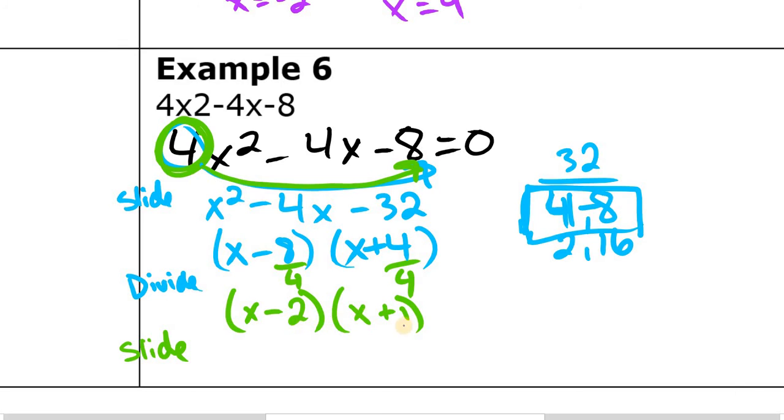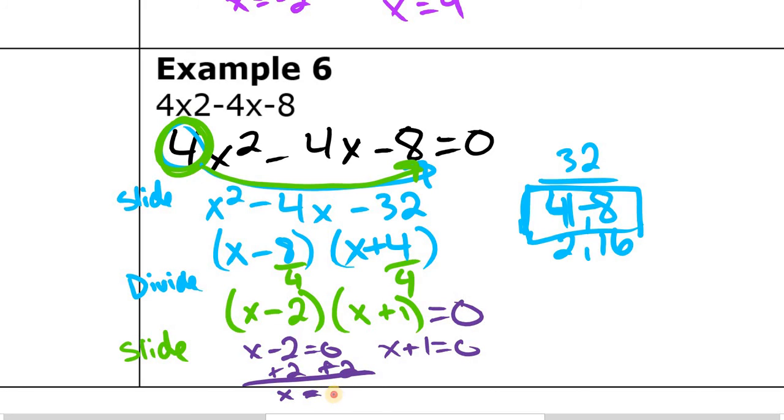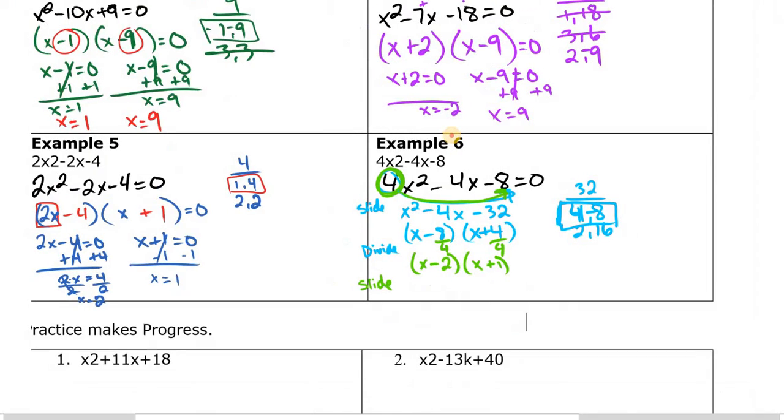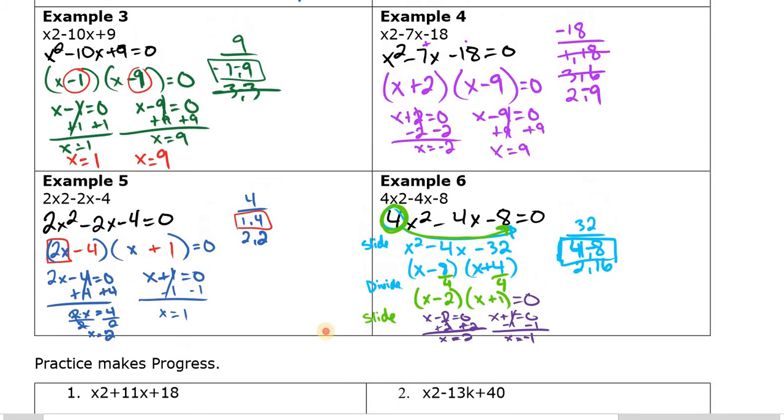Now we're moving into where we still have to solve. So what is this going to be? So it's x minus 2 equals 0, x plus 1 equals 0, plus 2, x is equal to 2, minus 1, x is equal to -1. So now we have solved all 6 of these examples.